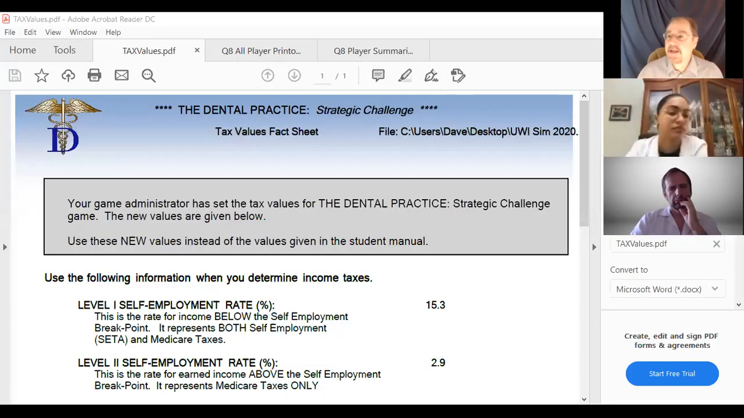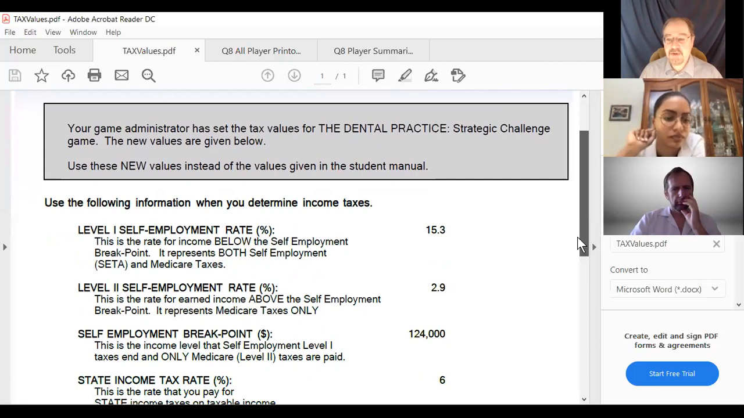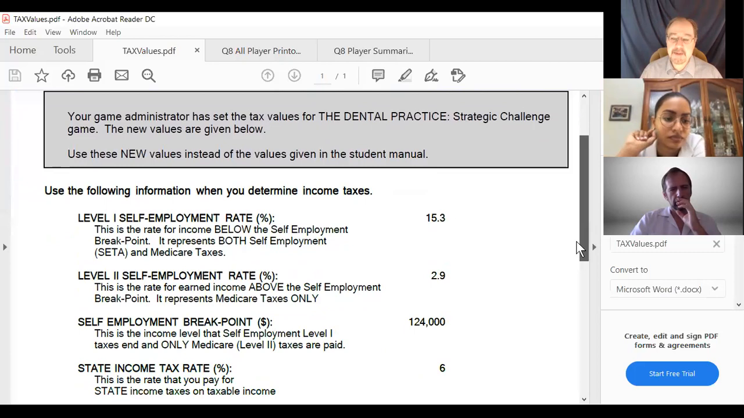Chapter 9 in your simulation manual goes over all the line items in your tax return. We went over the tax return for year one. I'm not going to do that again today, but this is the tax values fact sheet that's been posted on RVLE, and it's also posted on the website for the simulation. I wanted to go through here and give you an idea of why your tax bills are so high in the simulation. I assume you all looked at your tax bill and probably about had a heart attack. So let's look at what these numbers look like.